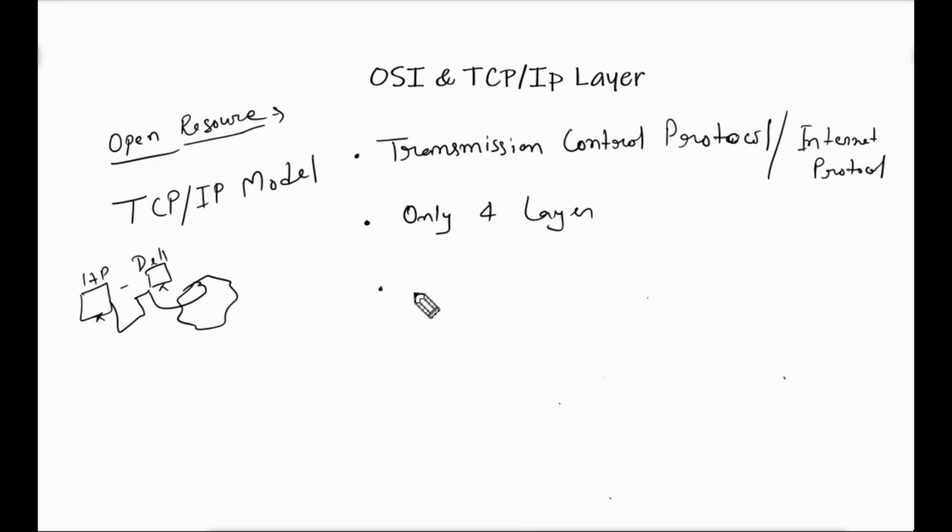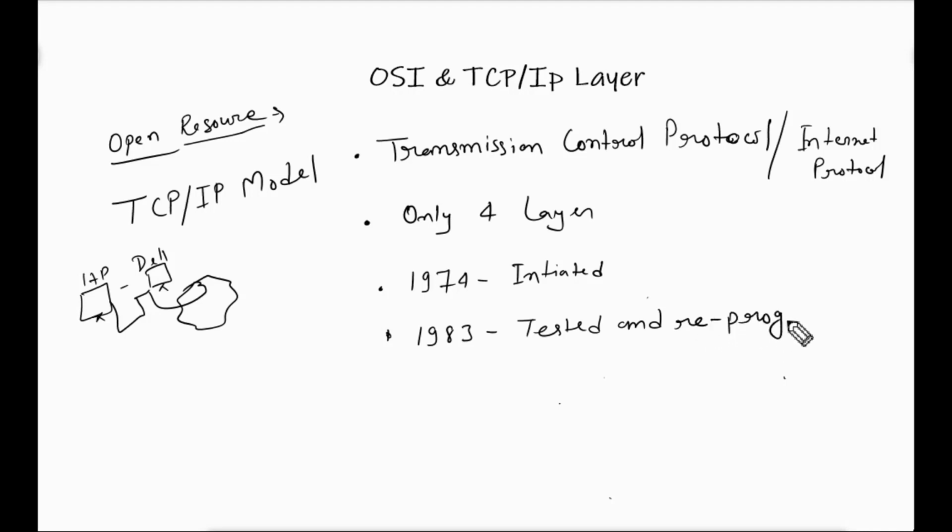TCP/IP was initiated in 1974. It took some time, and after development it went through testing. In 1983 it got tested and reprogrammed. Before the testing and reprogramming, it was owned by ARPANET.